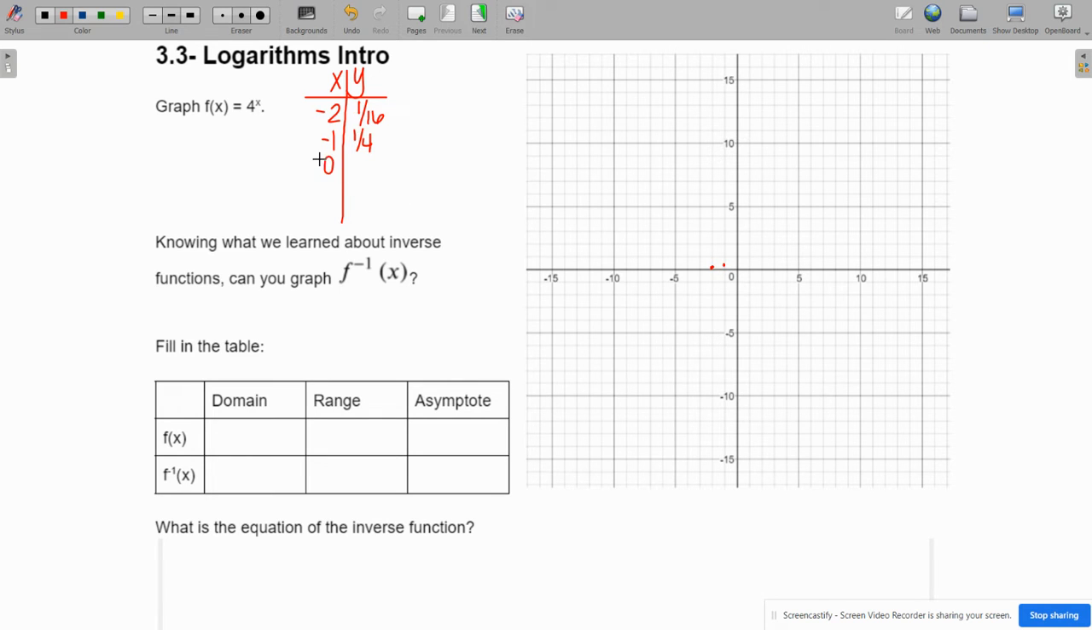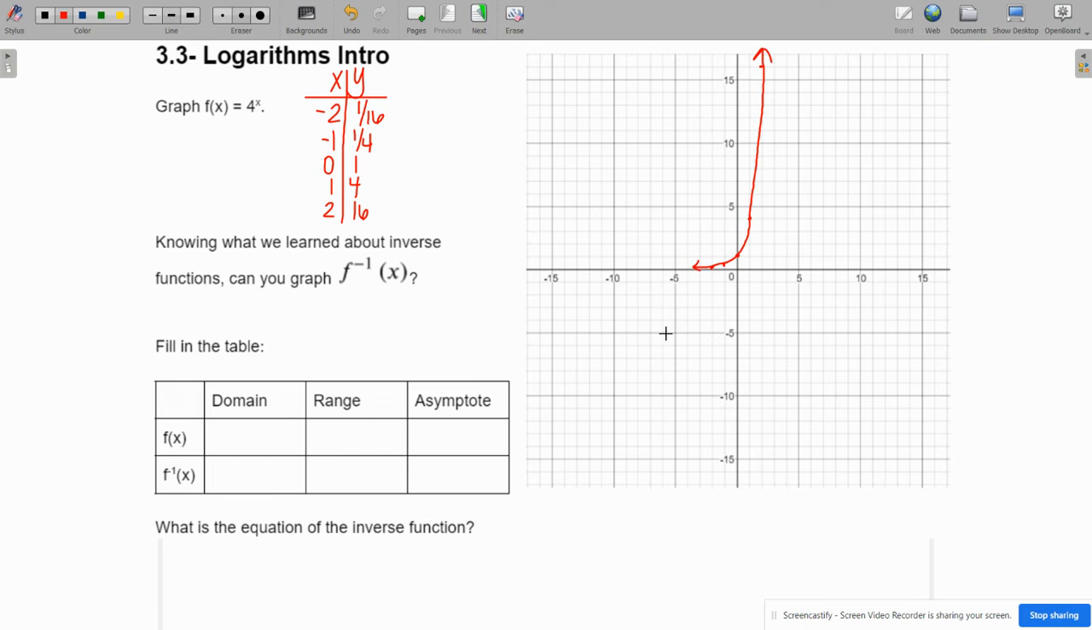Plugging in 0, 4 to the 0 power is 1, so our y-intercept would be here at 1. We plug in 1, 4 to the first power is 4, so we'd have a point at 1, 4. And then squaring 4, we would get out 16. So you also have a point way up here at 2, 16. So we can graph that. And this goes, that's not the greatest graph. It's going to go up like this.